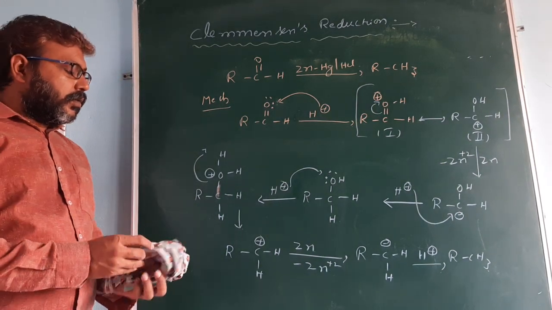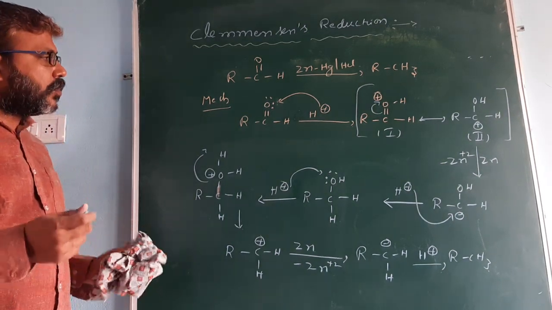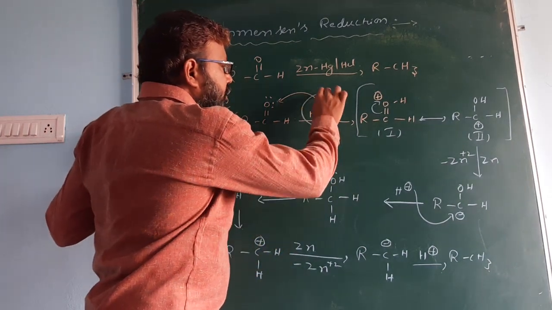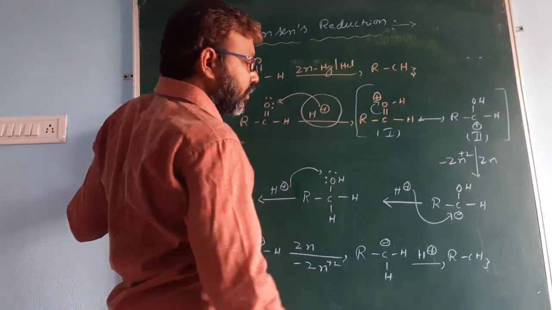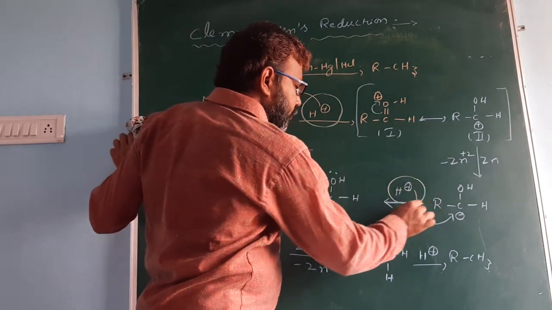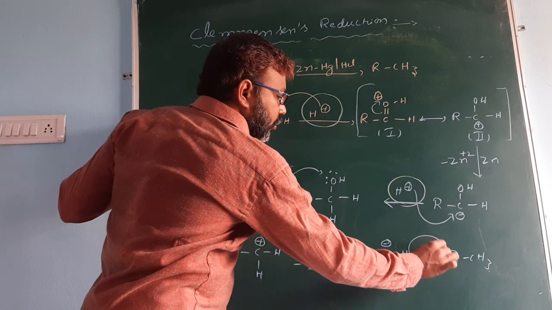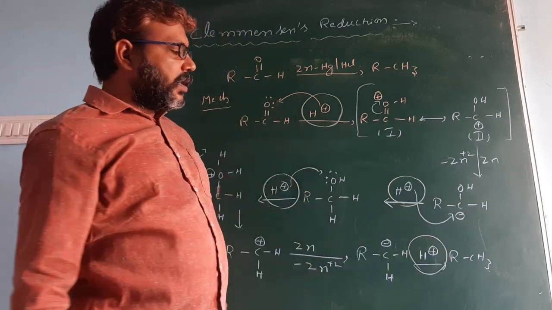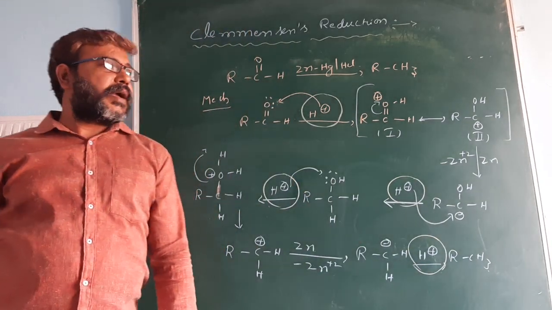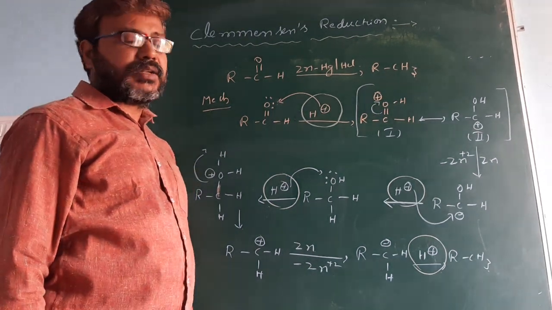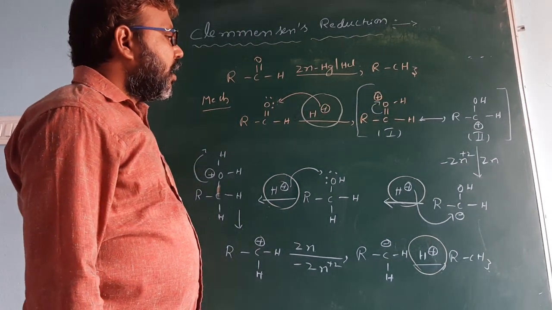Okay. Now in this reaction, how many moles of acid are consumed? So it is 1 mole. So it is the second mole. So this is the third mole. So this is the fourth mole. So how many moles of acid are consumed in this reaction? That is 4 moles of acid consumed in this reaction.